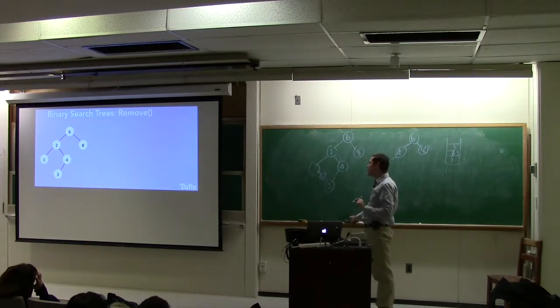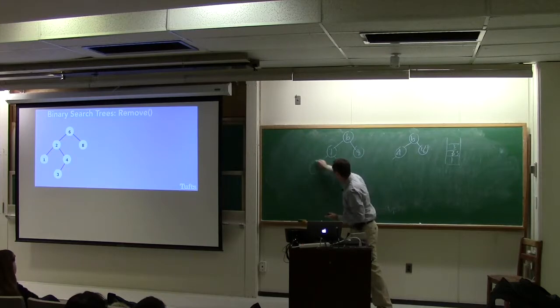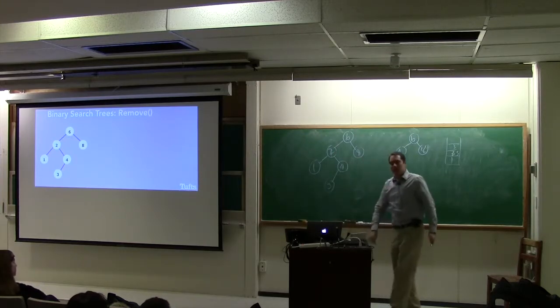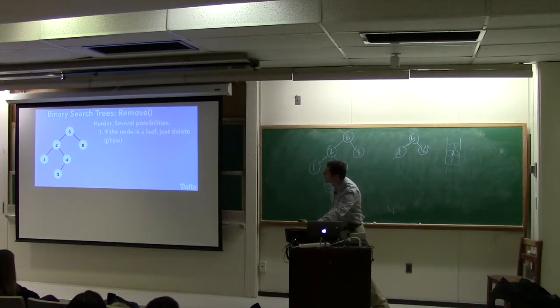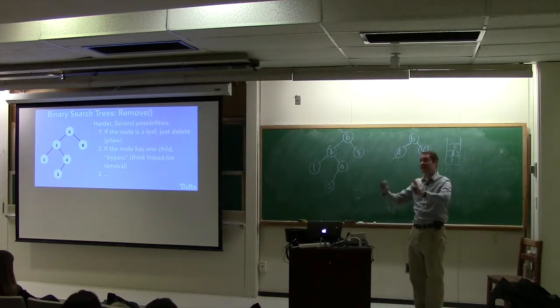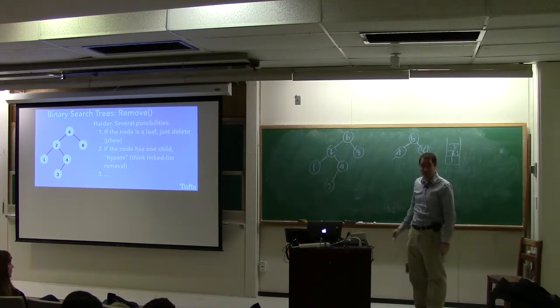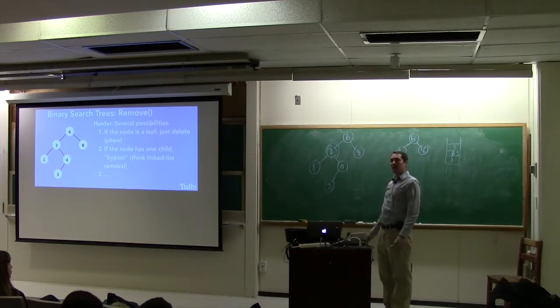Let me propose one other thing to you. We know the easy cases, and we've done them. If it's a leaf, we're done. If it's one child, bypass, like the linked list. If it's the 2-node case, let me propose this. And there are other solutions, but the one that I'm going to propose is actually fairly straightforward. The node you want to remove, find the minimum of its right child.